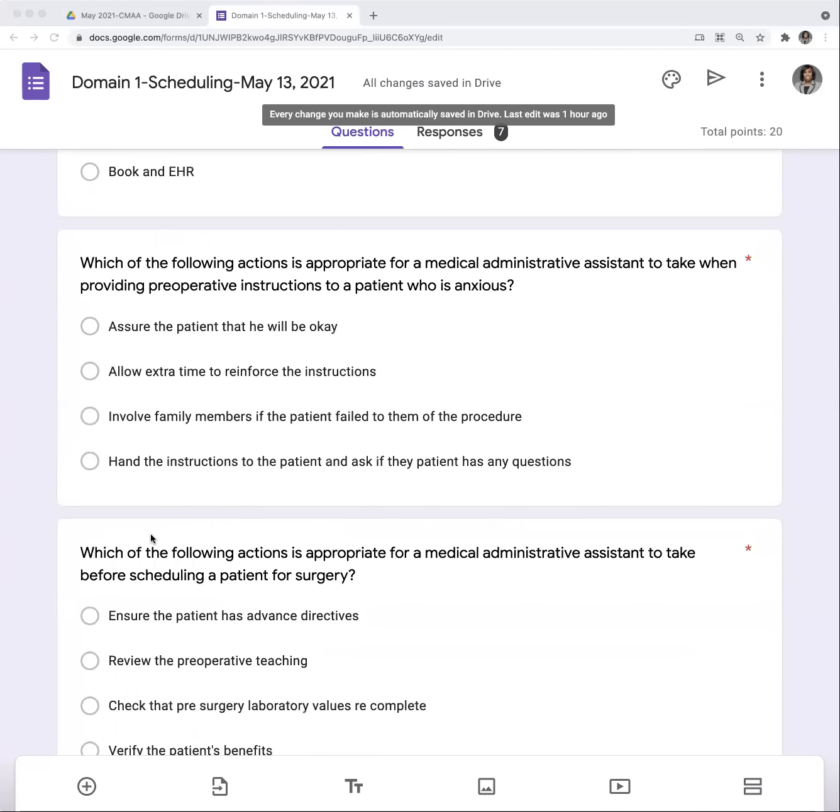Which of the following actions is appropriate when you got somebody that's anxious? Assure the patient that he will be okay. Are you sure about that? I thought it was involve family members if the patient. Who said family members was there? Oh, okay, that's true. Allow extra time to reinforce the instructions.